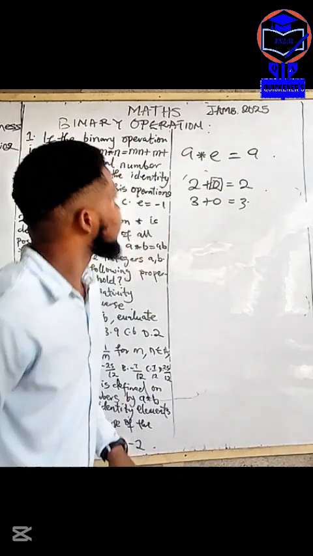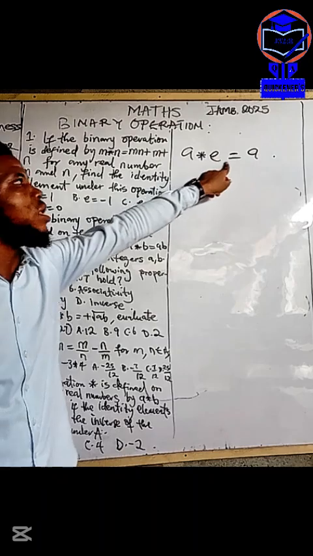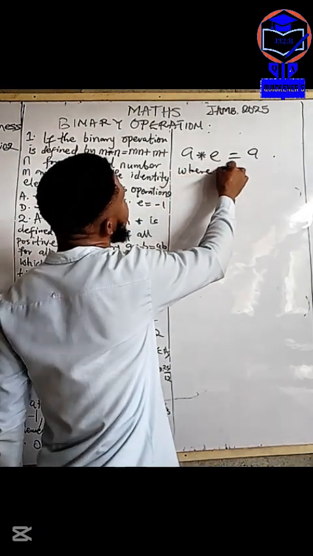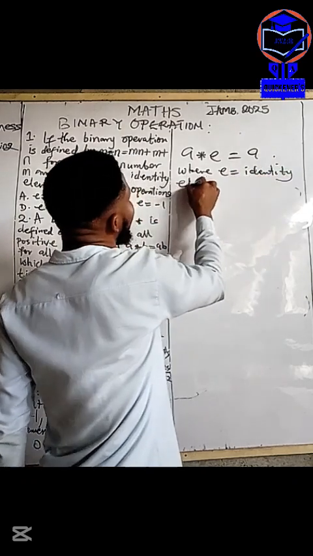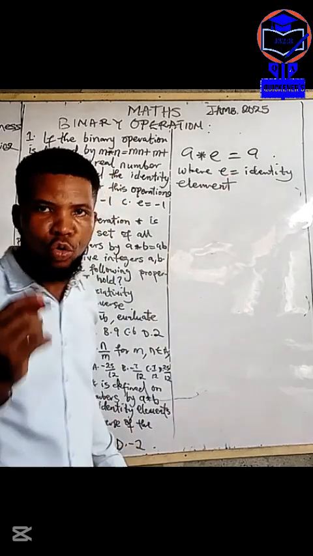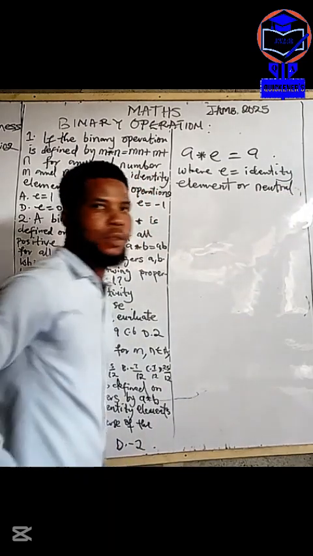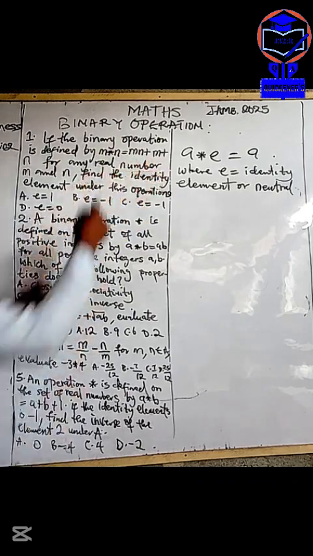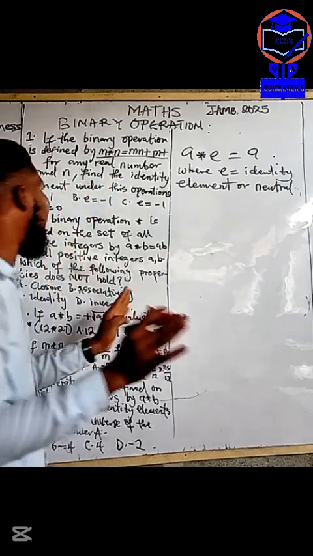Alright, so now with this, A operation E will give you A, where E is the identity element. Now, another word for identity element is neutral element. Okay? Alright, so let's do this question now. So, we are looking for what? If the binary operation is this, find the identity element. We are looking for the neutral element, okay?